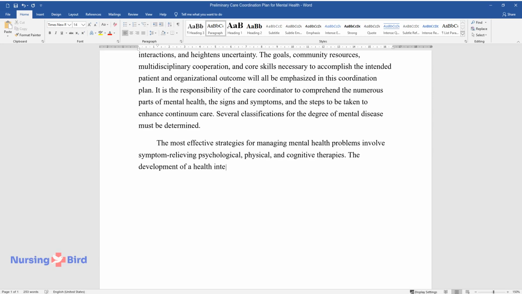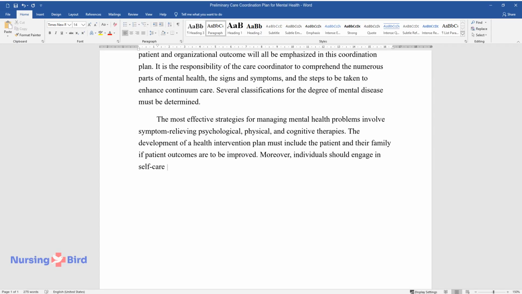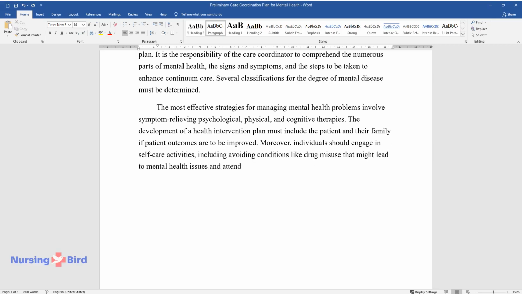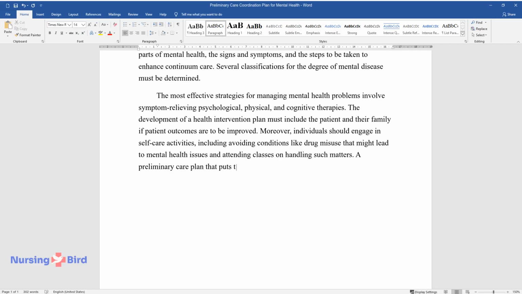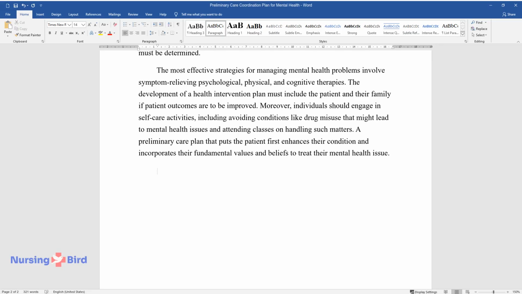The development of a health intervention plan must include the patient and their family if patient outcomes are to be improved. Moreover, individuals should engage in self-care activities, including avoiding conditions like drug misuse that might lead to mental health issues and attending classes on handling such matters. A preliminary care plan that puts the patient first enhances their condition and incorporates their fundamental values and beliefs to treat their mental health issue.